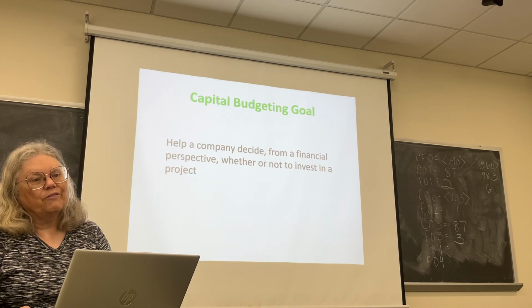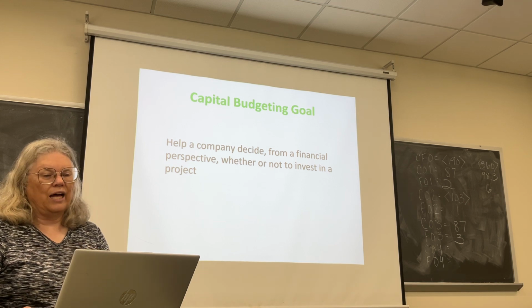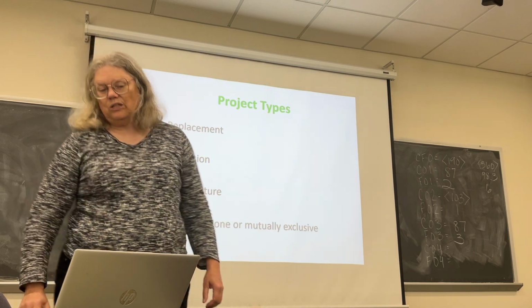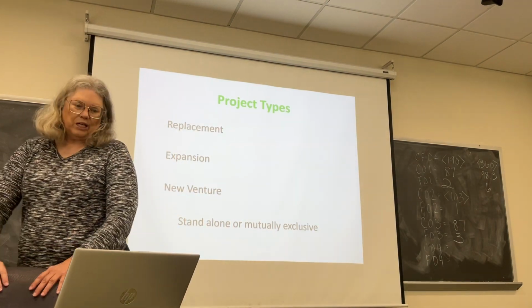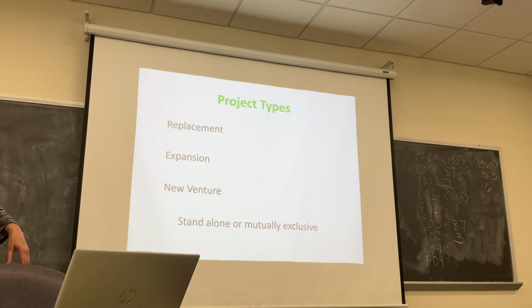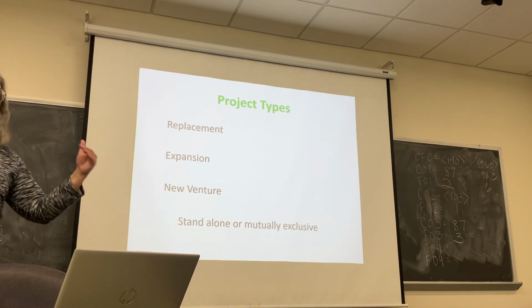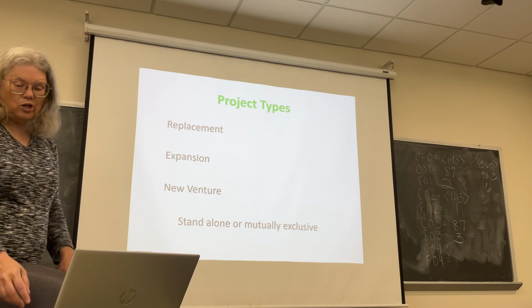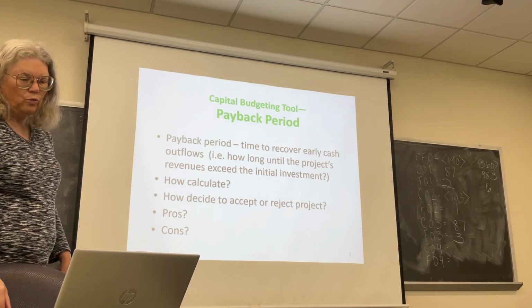So the goal for capital budgeting is to help the company decide from a financial perspective whether or not to invest in the project. We said that there were 3 types of projects, right? Replacement projects, expansion projects, and new venture projects. And we learned how to calculate the cash flows for those different projects. And then we make a decision using all those decision tools, either if it's a standalone project or mutually exclusive. So what were those tools?